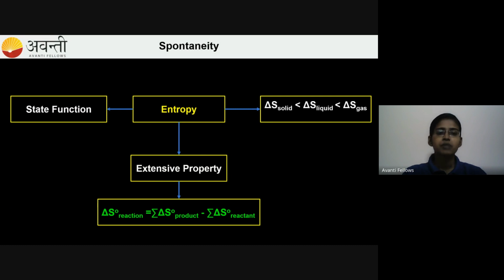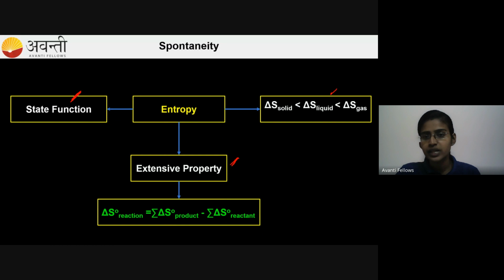So these are the properties. First of all, it is a state function. Thank you so much, students, for your response. It is a state function, which means entropy depends only on the initial state and the final state of the reaction or the system. And it is an extensive property. What is meant by extensive property? The value changes on changing the size of the system. So entropy changes if you change the size of the system. So it is an extensive property.